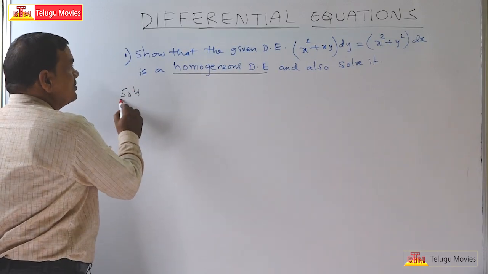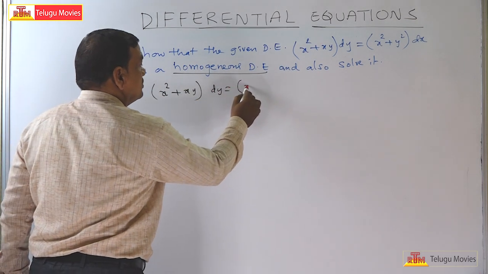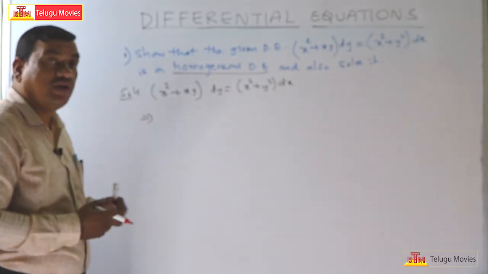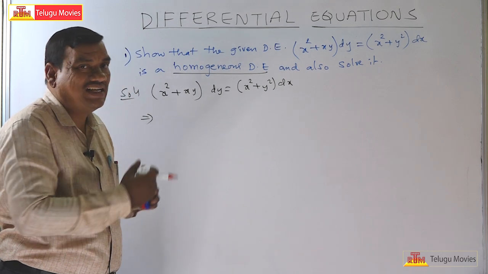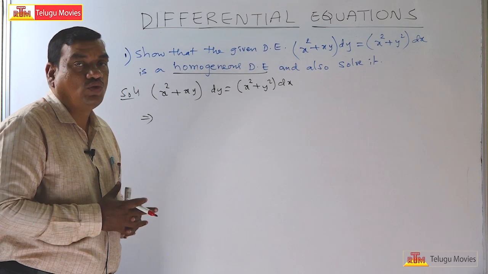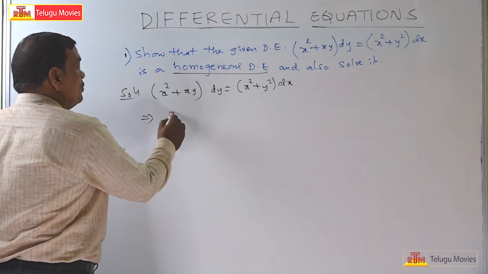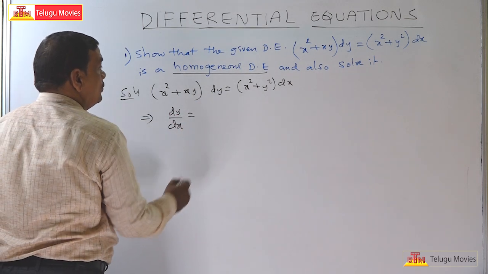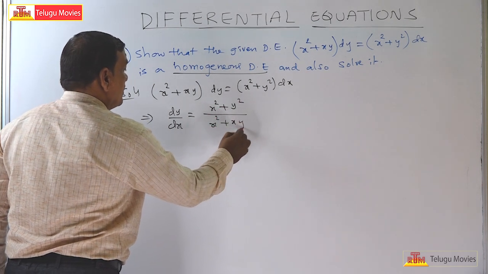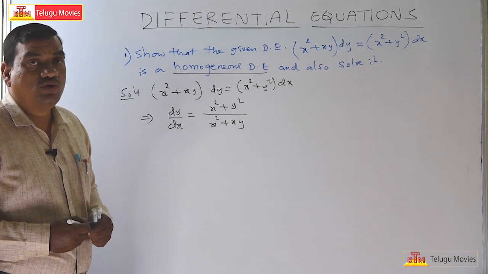So, what is given? (x² + xy) dy/dx = x² + y². You can write it as dy/dx or dx/dy. Better always try to write dy/dx only; if it is not possible, then we can write dx/dy. So, dy/dx = (x² + y²)/(x² + xy). Now we have to check whether it is homogeneous or not.